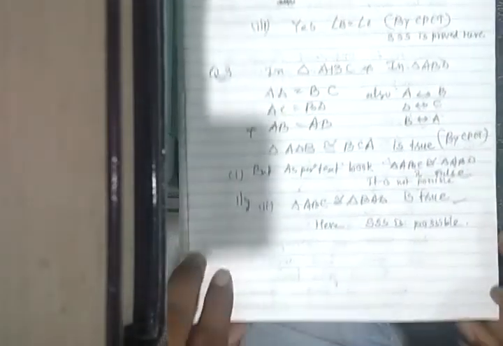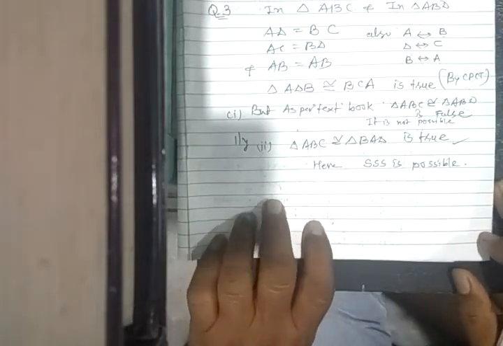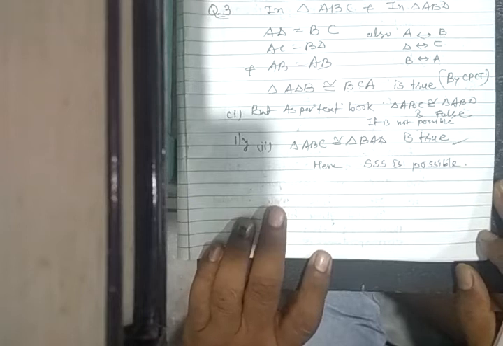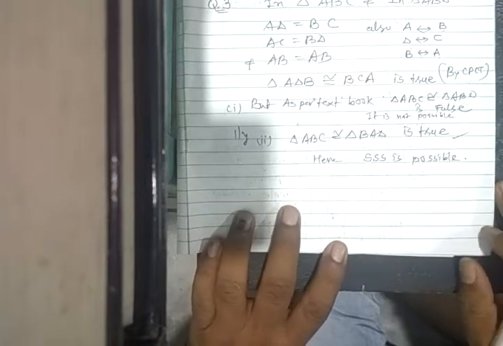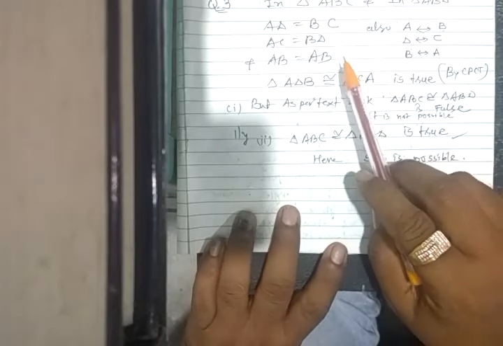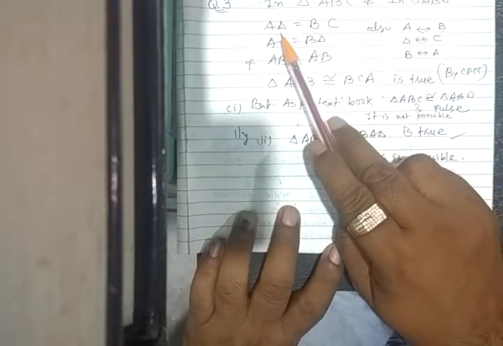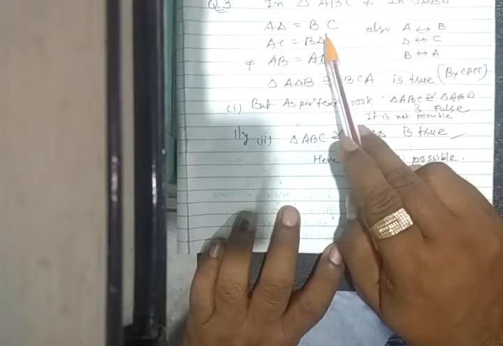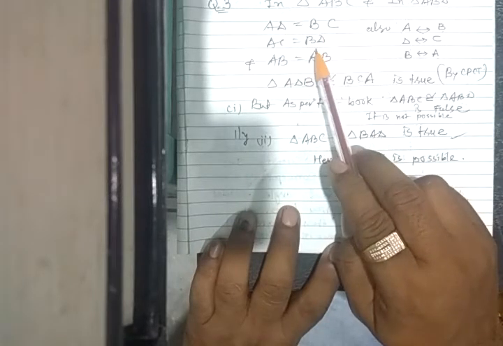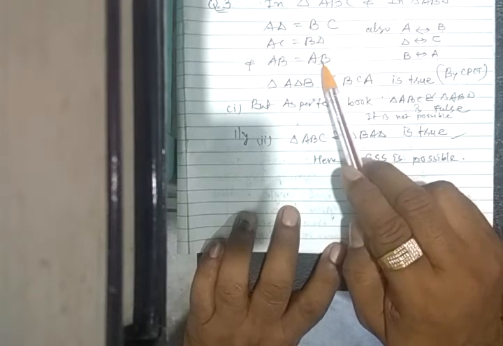Question number 3, students. Look at the figure from page number 141 of the textbook. In figure number 7.16, AC is equal to BD, AD is equal to BC. Which of the following statements is meaningfully written? We have to check. First of all, as per SSS, we have to write down the equal parts. Here you can see from the figure AD is equal to BC, AC is equal to BD, and AB is equal to AB, common side.